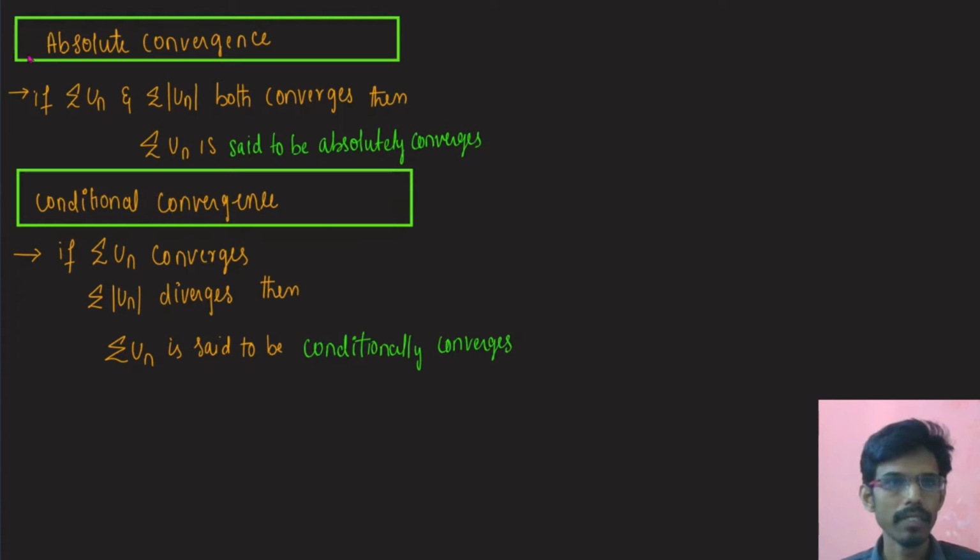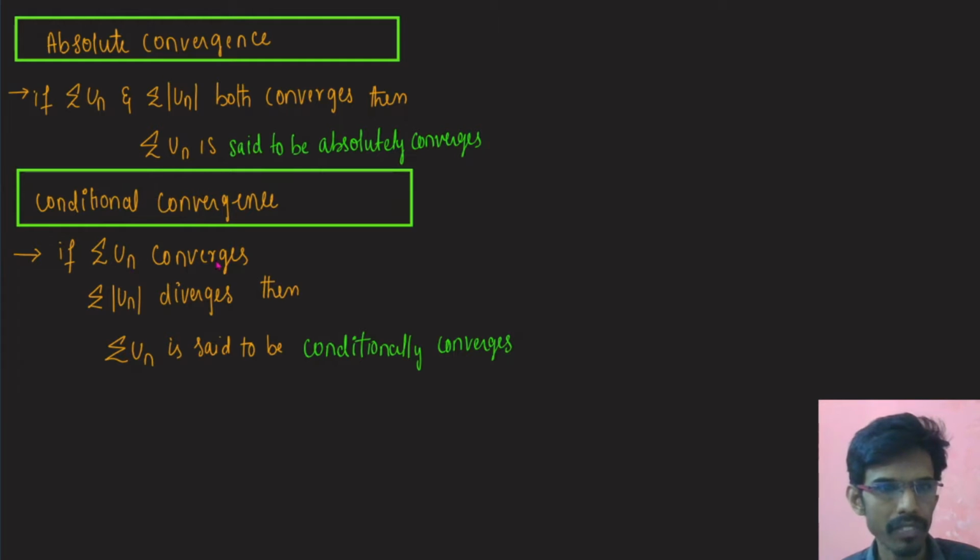Now in this class we will see absolute convergence. If sigma un and sigma mod un both converge, then sigma un is said to be absolutely convergent. Here mod un represents a series of positive terms, eliminating all negative signs. Now next is conditional convergence.